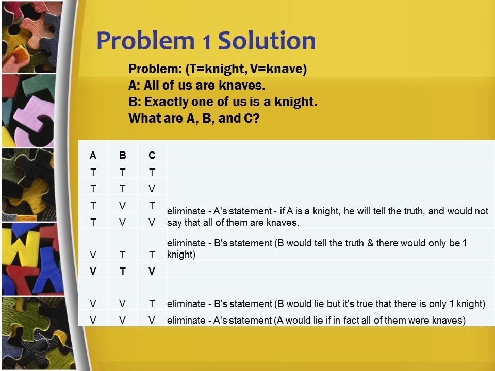Also, A cannot be telling the truth if A is saying that all of us are knaves, because a knave is a person who lies, and A wouldn't say that to be the case. So I'm going to eliminate all the cases where A is a knight, or telling the truth. T for A.